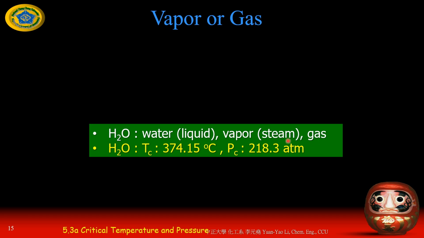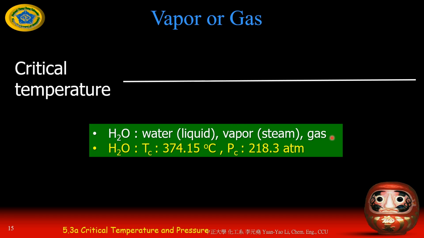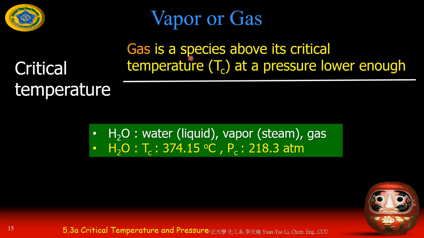Steam is what? 水蒸气, right? But what's the 水气体? Okay, have you heard about that? That means how am I going to define vapor or gas? So this is one. We define this by the critical temperature. If the species is above its critical temperature (Tc) at a pressure low enough, that means the pressure is not too high, we use gas to represent this species.